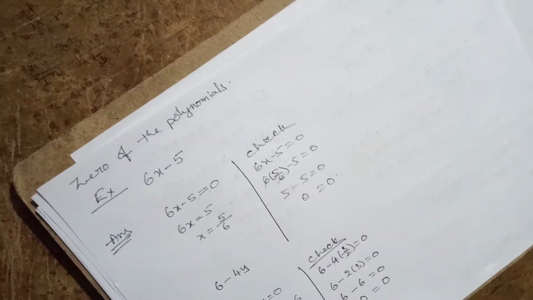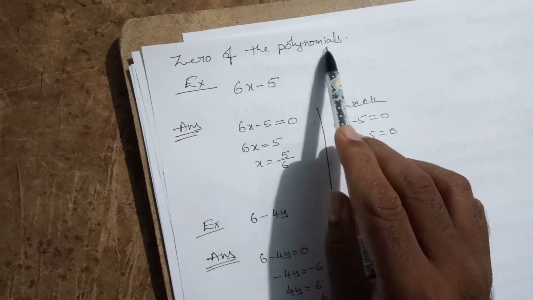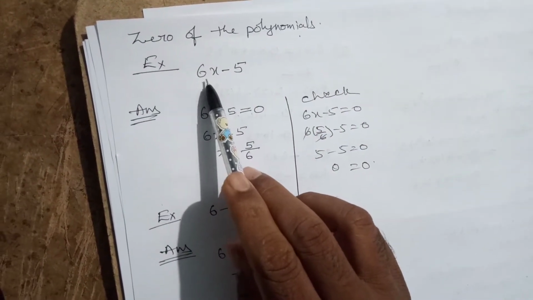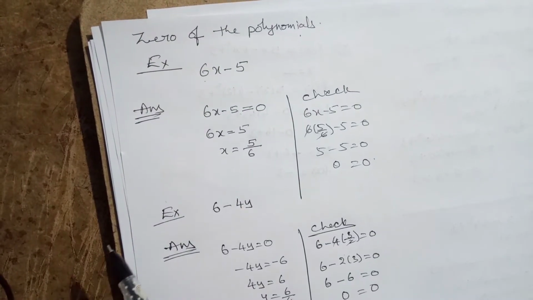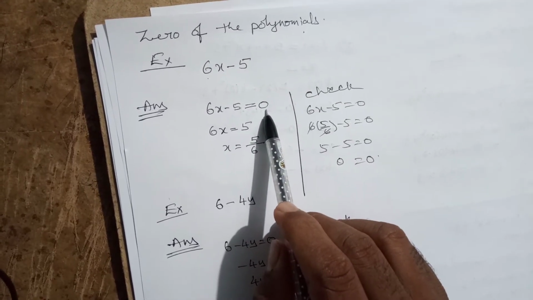Hello students, this is find zeros of the polynomial. Like here we have a polynomial 6x minus 5. We have to find the zero of the polynomial. That means we have to equalize it to 0 first.